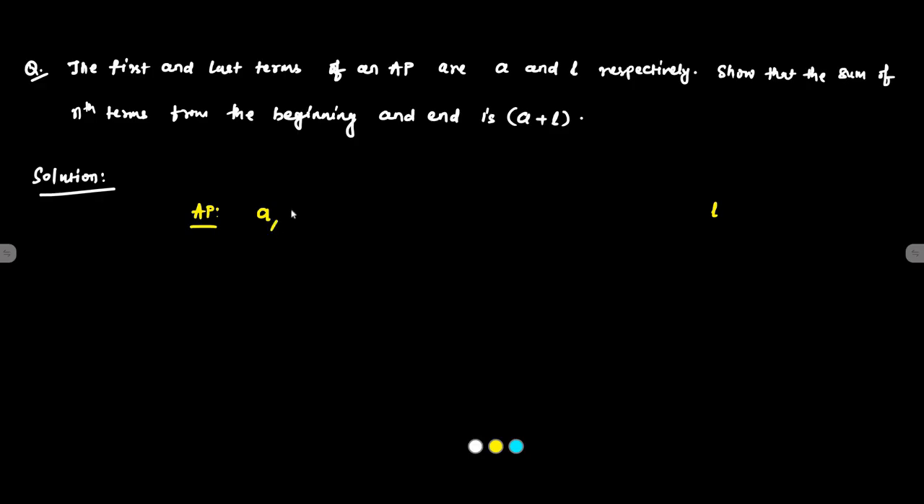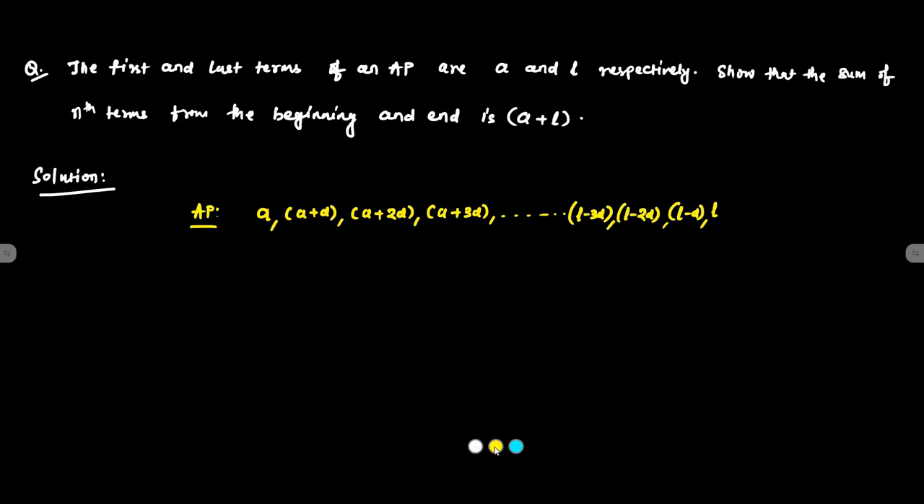The other terms, from the beginning: this is the first term A, the second term A plus D, then A plus 2D, then A plus 3D, and so on. Similarly from the last, the first term from the last is L, then L minus D, then L minus 2D, then L minus 3D, and so on.